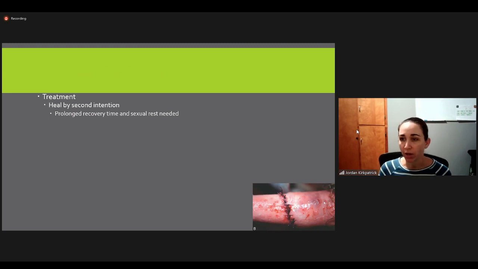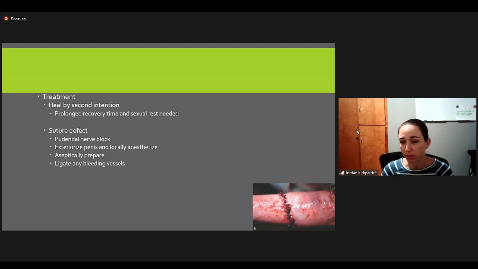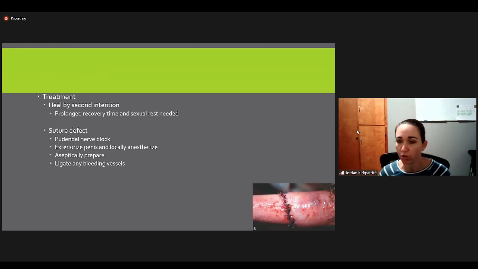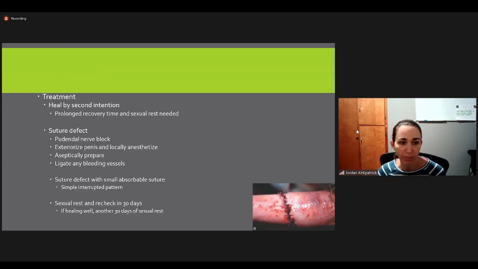And if they are a high value bull, if they're not breeding the cows, then they're not doing their job. And so it could be a monetary loss for the producer if it is a high value bull. So the other option is just to suture the defect closed, typically using interrupted sutures. As you can see here, it's this defect here that they just suture closed with a simple interrupted suture pattern. They do need to be sexually rested for 30 days and then rechecked to make sure that it healed appropriately and there's no other damage. If it's healing well, another 30 days of rest so they don't disrupt the healing site before they go back to breeding.